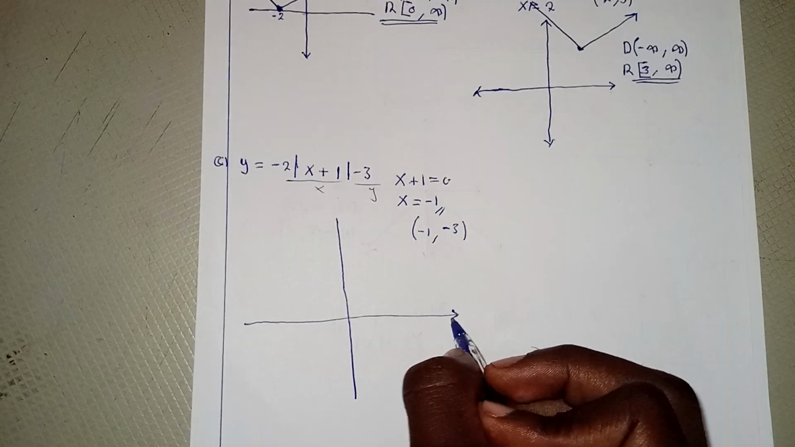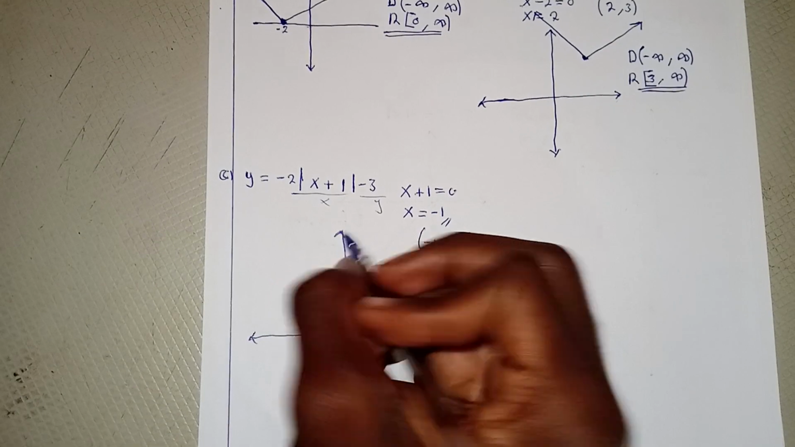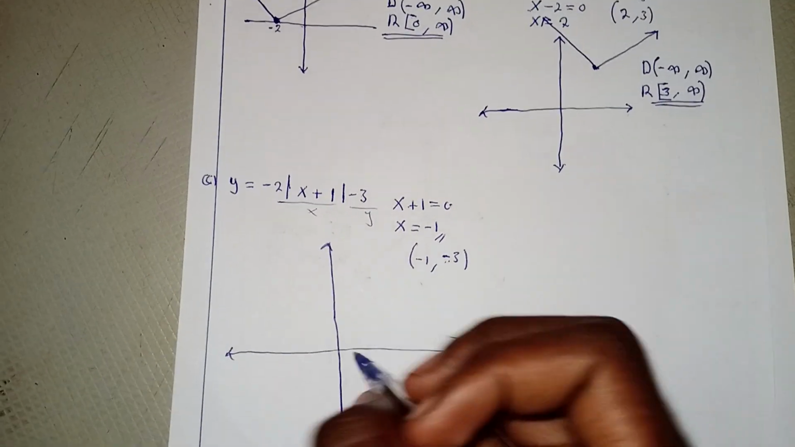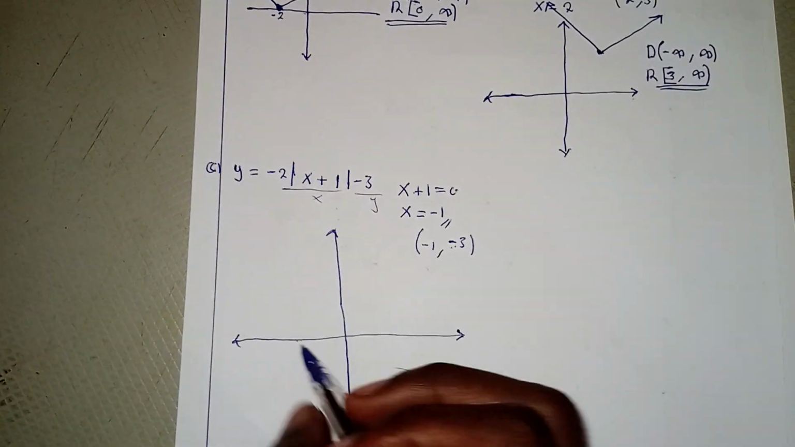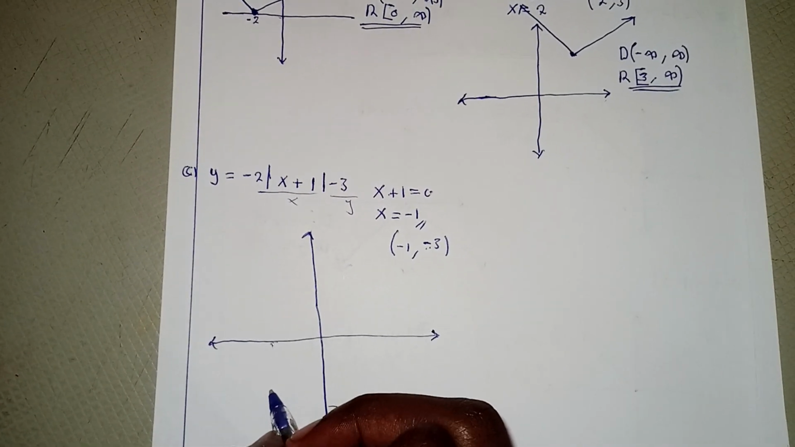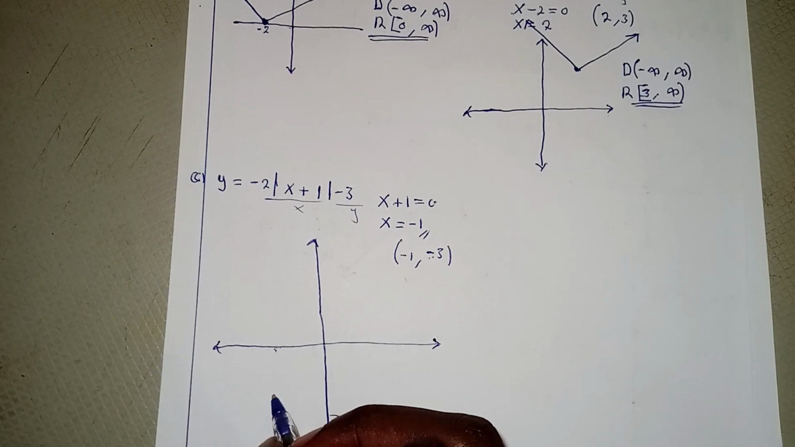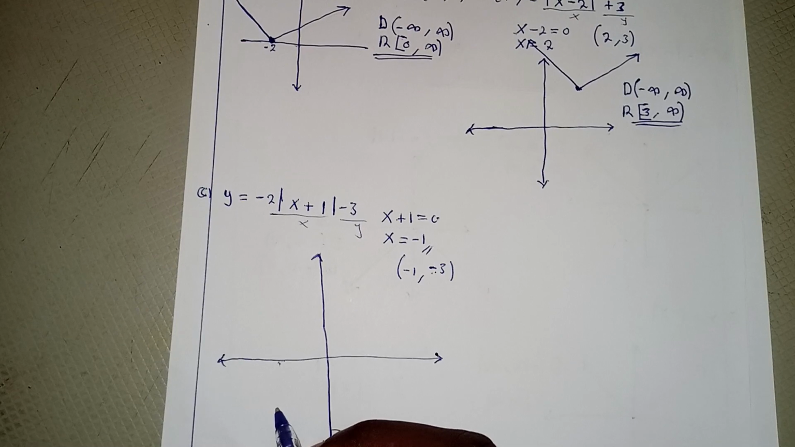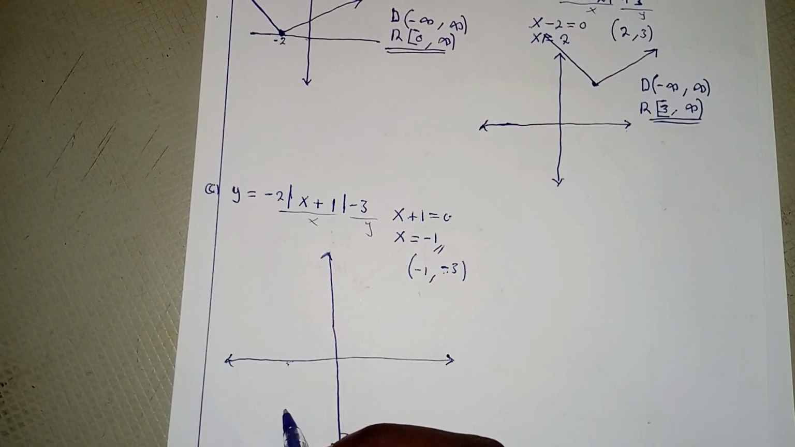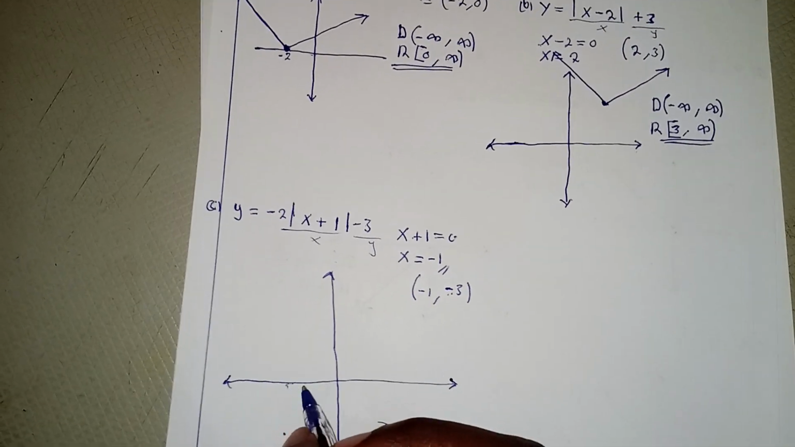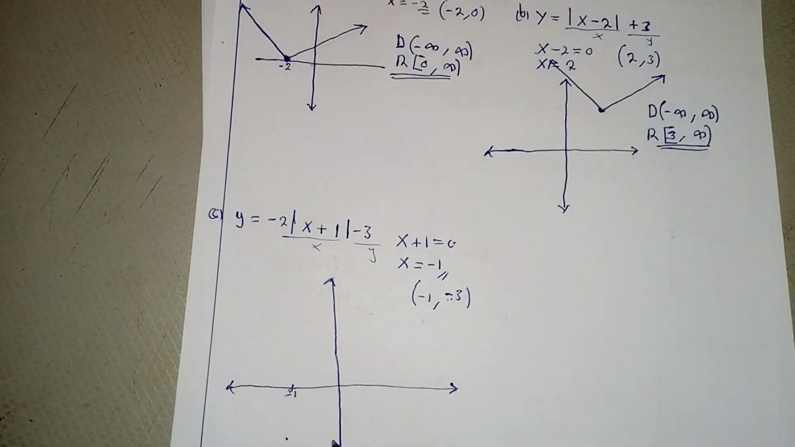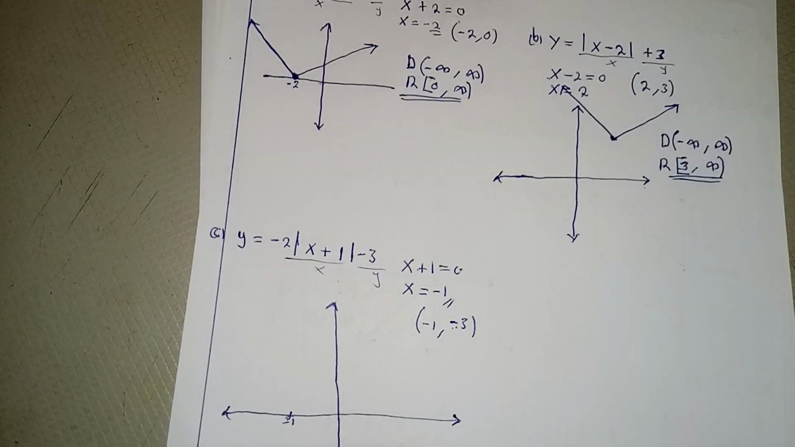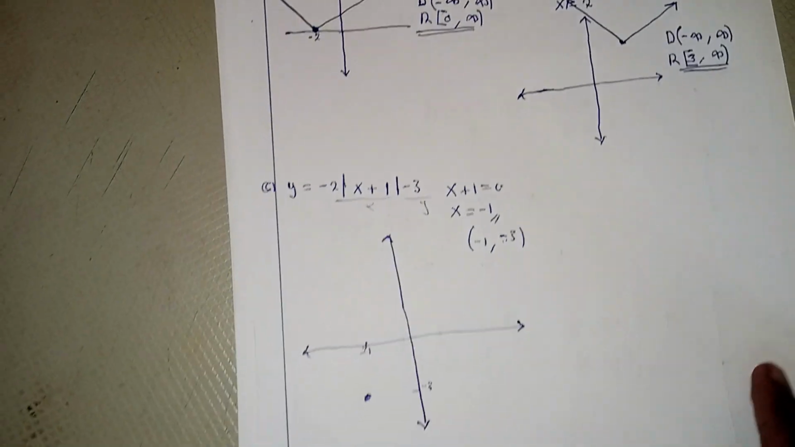How do we graph this? To graph this, we're going to locate this point, which happens to be somewhere here, because that is where the point is. So this is negative 1. This is negative 1. This is negative 3. The point is here.